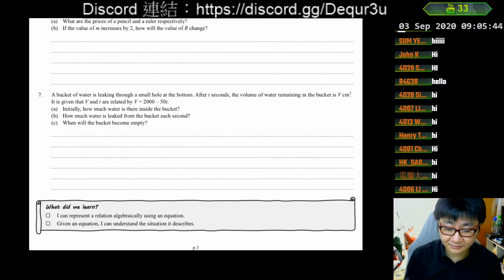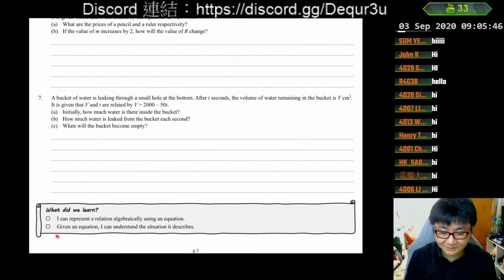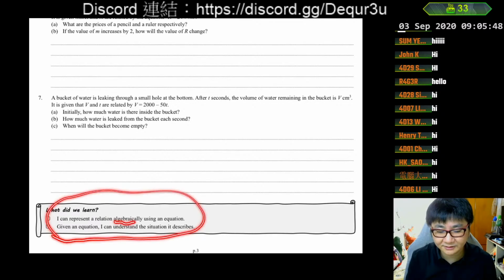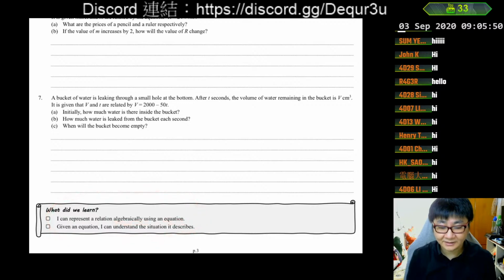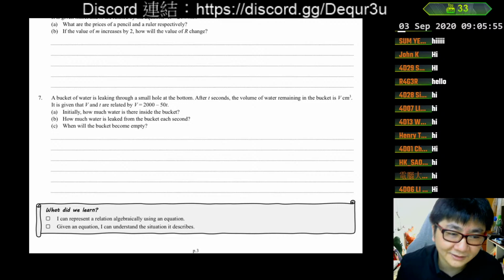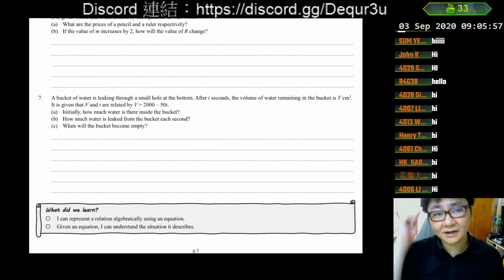Okay, and then we will see what we have learned in this part. We can represent a relation algebraically, that means use an equation. And then if we have an equation, we can also find the unknown and understand what it describes. Alright, so this is the first part about equation.